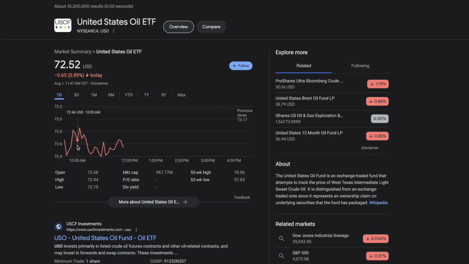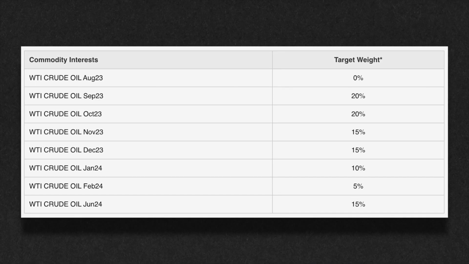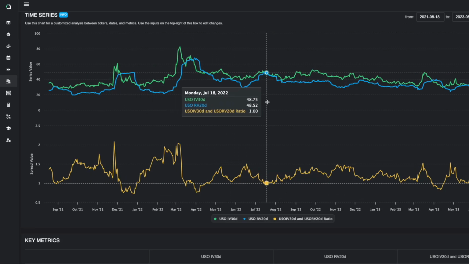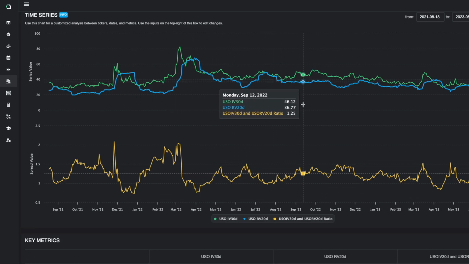USO is an oil ETF that invests primarily in crude oil futures. When we look in the historical data, we see a large premium of implied over realized volatility, with a mean of over 1.2. In fact, you really only need to eyeball the implied and realized chart here to say that selling options has been a huge winner. This is exactly what we're looking for.